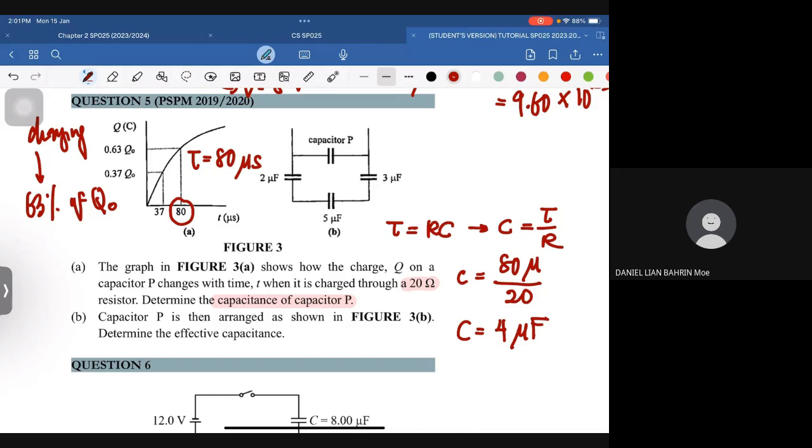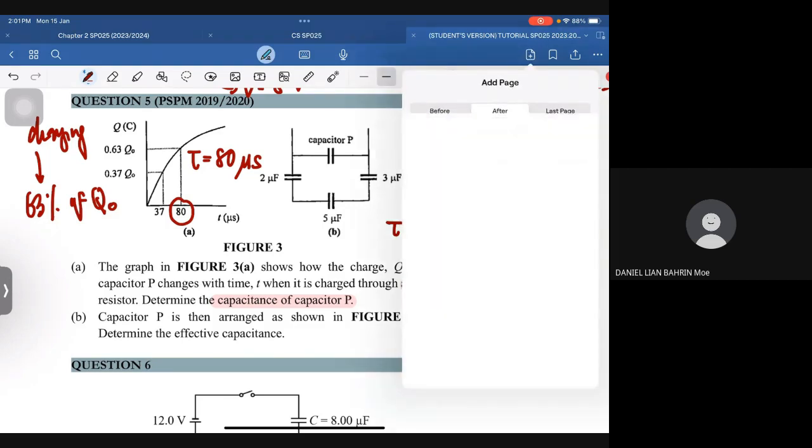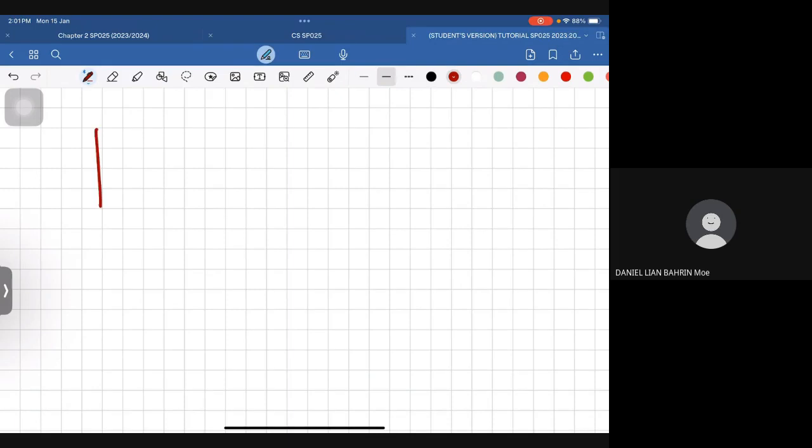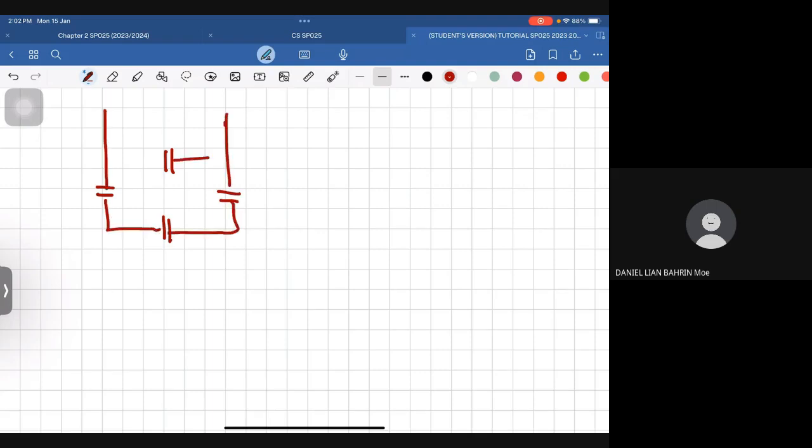Right, so from here, kita kena suruh calculate the effective capacitance. Okay, so sekarang ni kita sudah ada value capacitor P. So that is 4. So sekarang ini kita punya circuit. Okay, so ini kita punya capacitor P tadilah. So ini I'm gonna label as C1, C2, and then C3 is 3 micro.